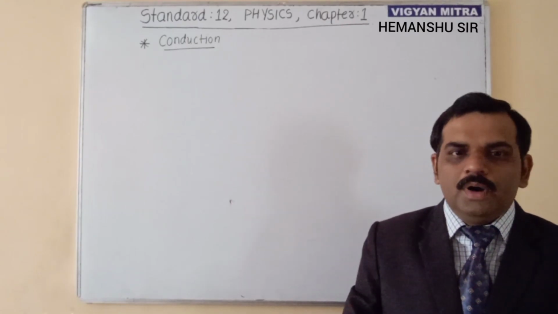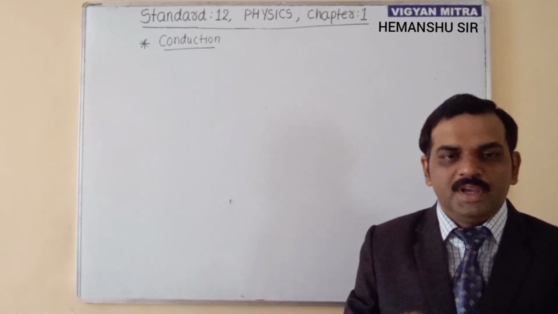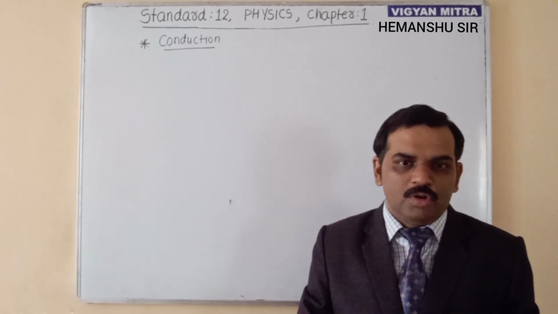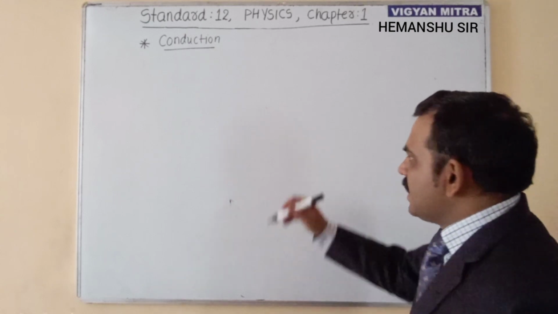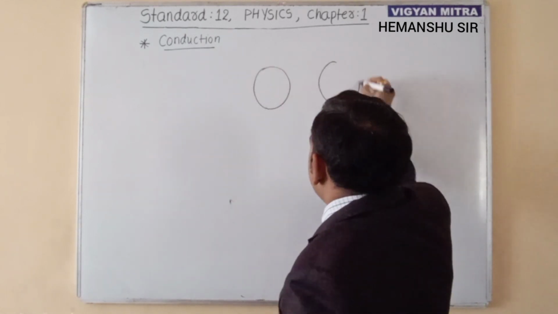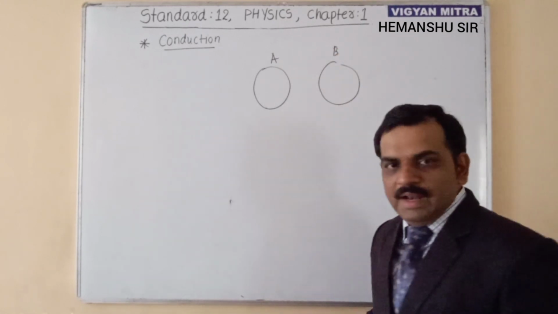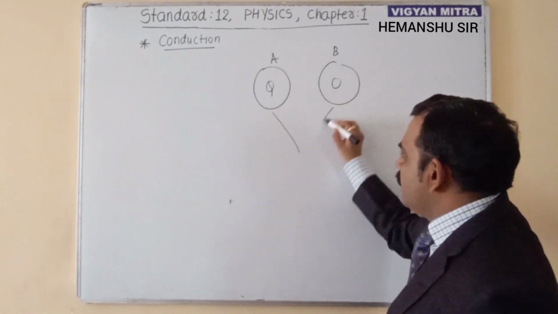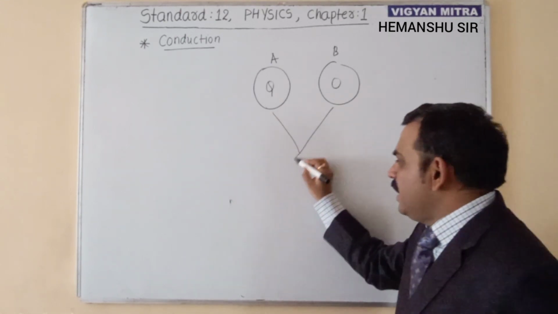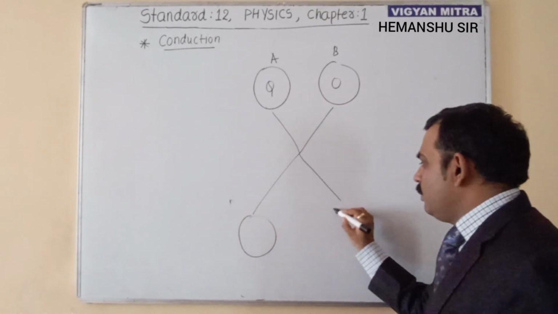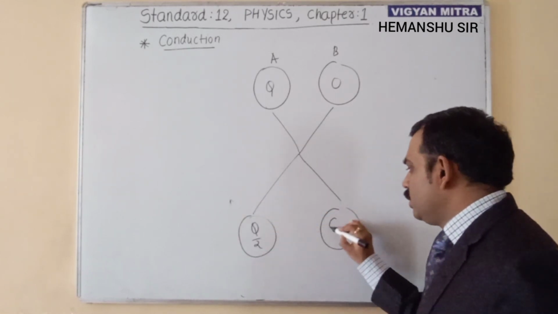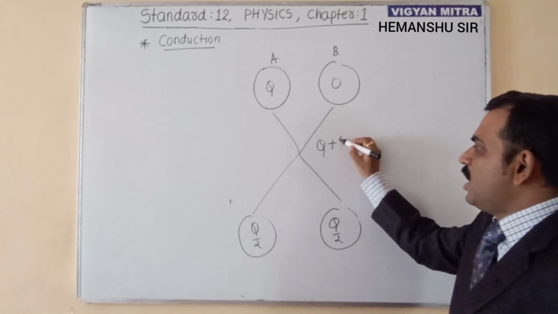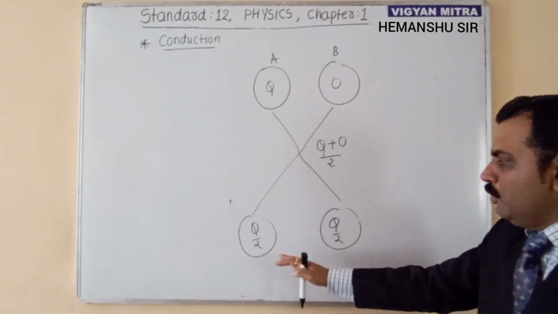Conduction. If a charged body is put in contact with an uncharged body, the uncharged body becomes charged due to the transfer of electrons from one body to the other. For example, consider two identical spheres A and B. Let A have charge Q and B be uncharged. Now, if these two spheres are brought in contact and then separated, the charge on both spheres is the same, Q/2, Q/2. It is the average charge. Here A has charge Q, B has charge 0, so the total charge is shared as Q/2 each.